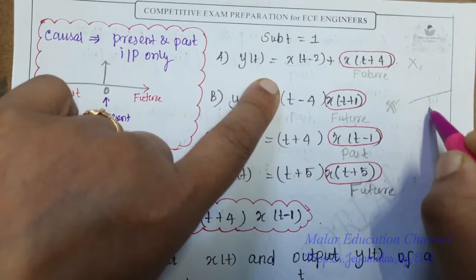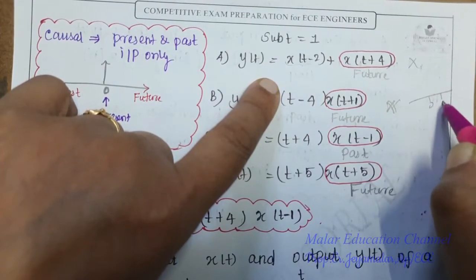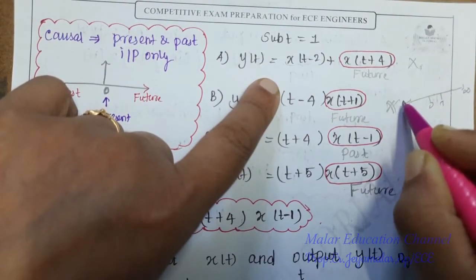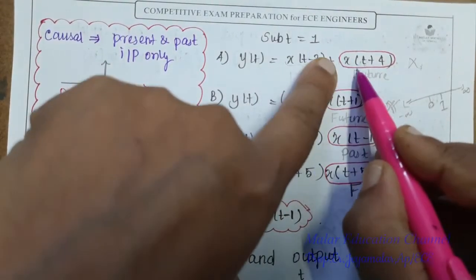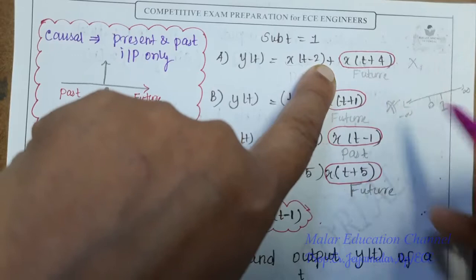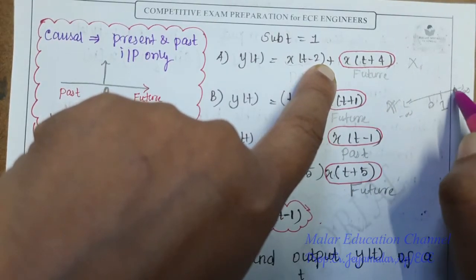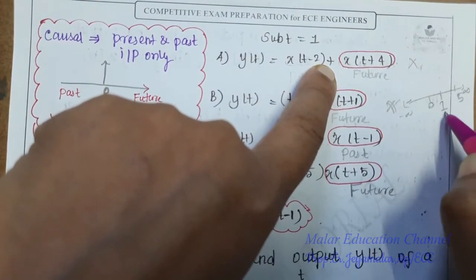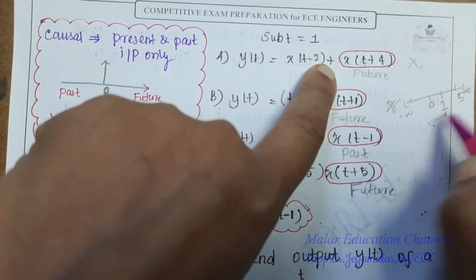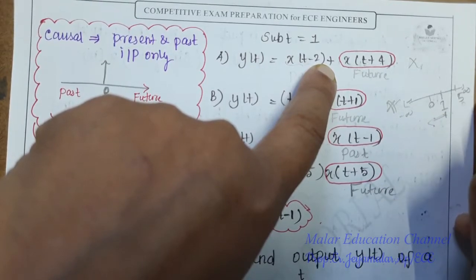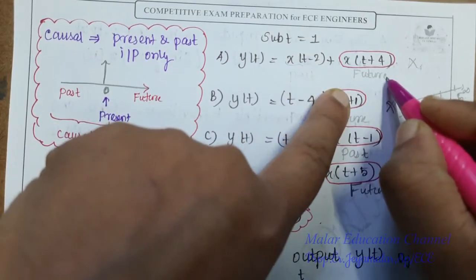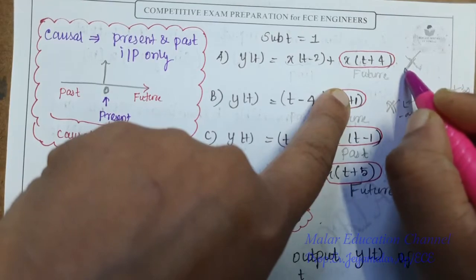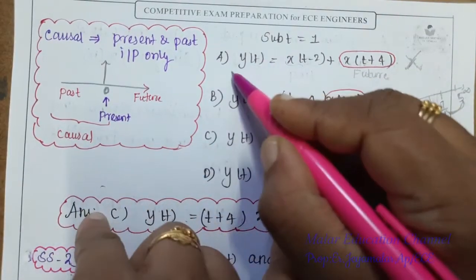See here, this is the timeline. This is 1, this is plus infinity, this is minus infinity. Substitute 1 here. The input is 1 plus 4, which means 5. Comparing, 1 is on the left side, 5 is on the positive side. So 5 is a future value of 1, isn't it? Future is not acceptable for causal functions. So option 1 is wrong.